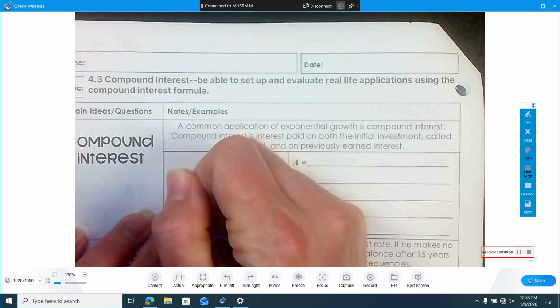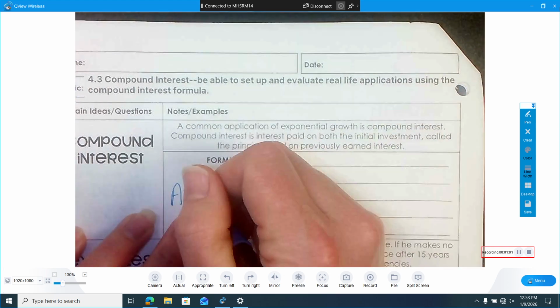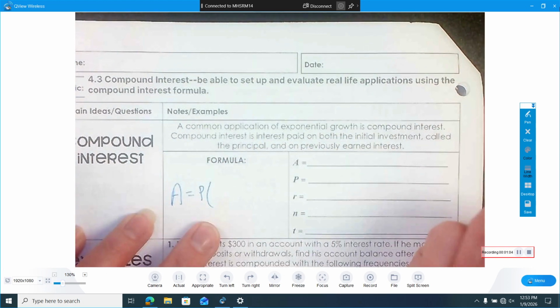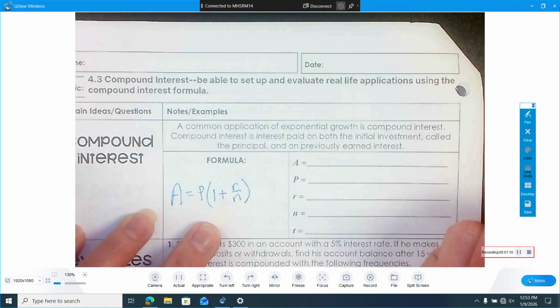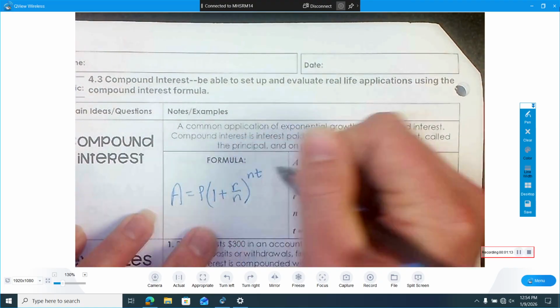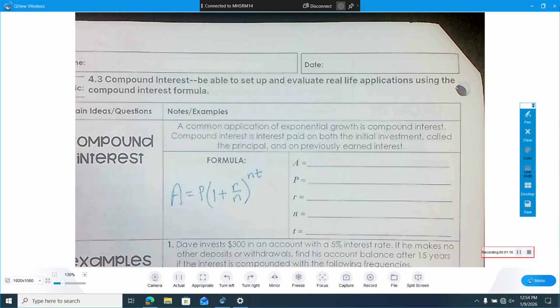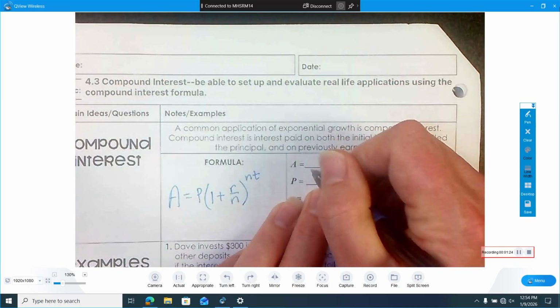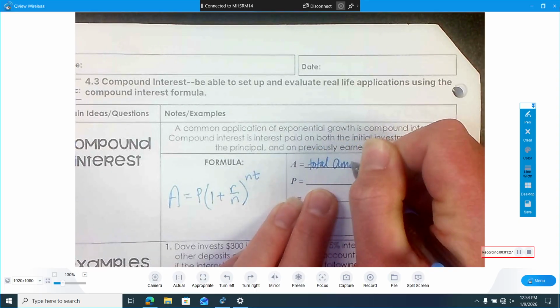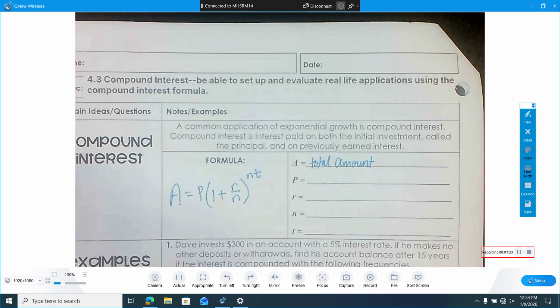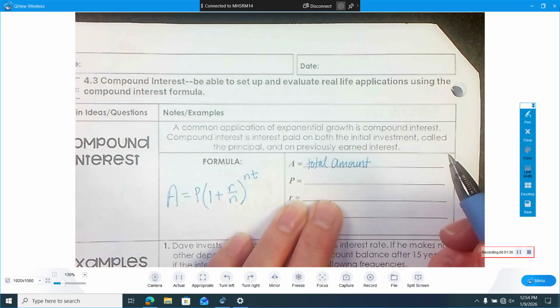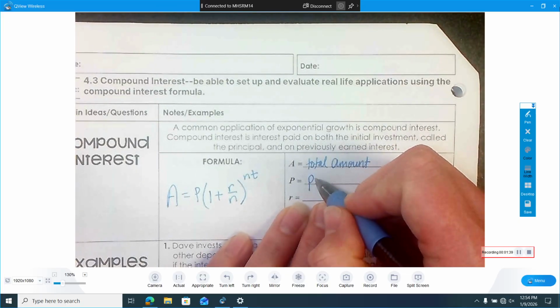The formula is the amount that you have is equal to P times the quantity 1 plus R over N to the NT. 1 plus R over N to the N times T power. A represents your total amount, meaning the total that you have in the bank after a certain period of time. P is the principal.